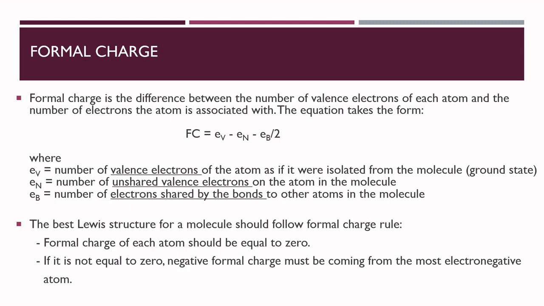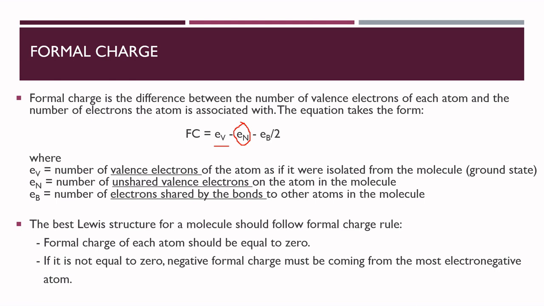Okay, what is formal charge? Formal charge is the difference between the number of valence electrons of each atom and the number of electrons the atom is associated with, and the equation takes the form of FC equals the number of valence electrons in the isolated atom, which means the ground state, minus the number of unshared electrons, minus the number of shared electrons divided by 2.